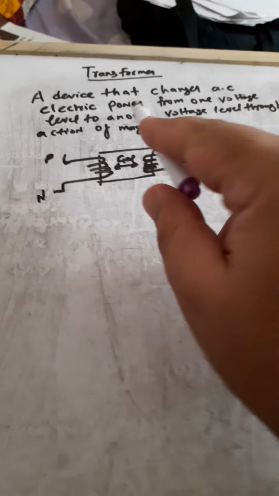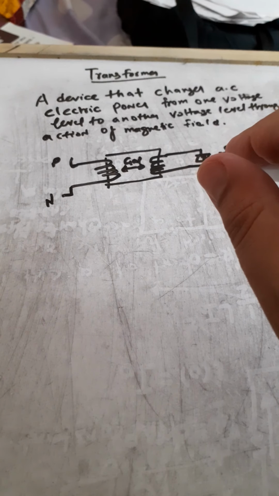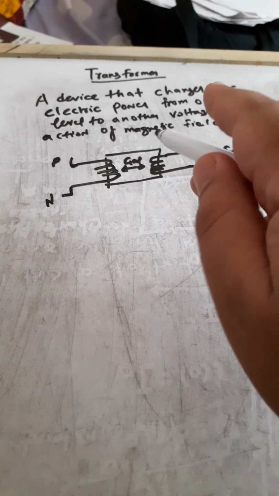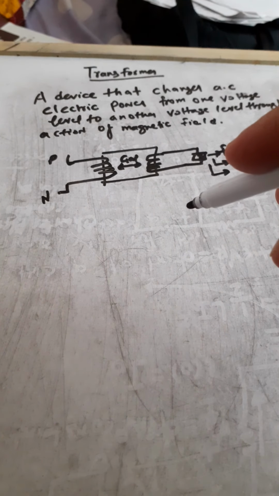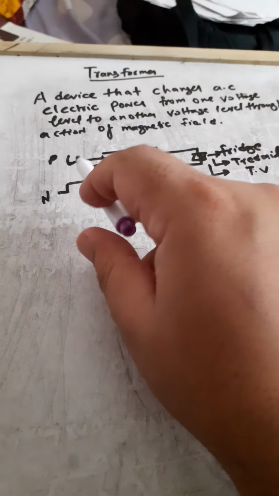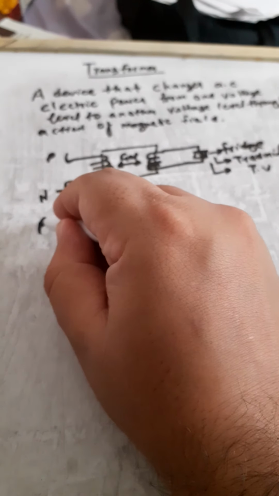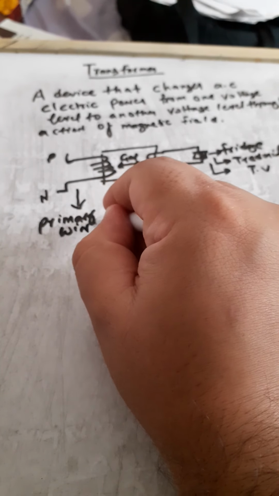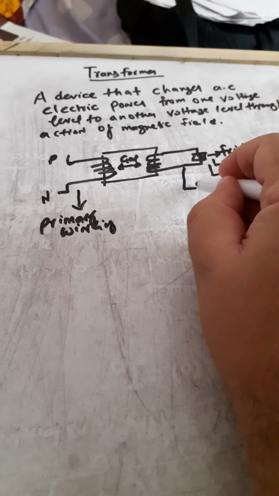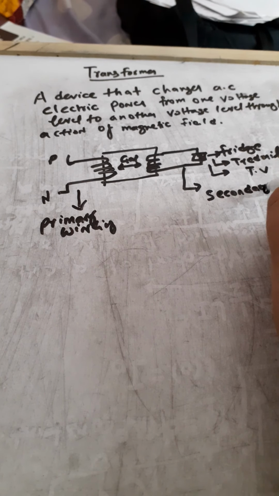So these coils, as you can see, are not directly connected. The only connection between these coils is the common magnetic flux present within the core. So the transformer winding connected to the power source, this winding which is connected to the power source, is called the primary winding, whereas the other winding which is connected to the load is called the secondary winding.